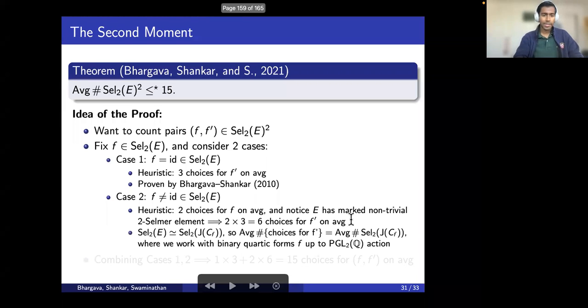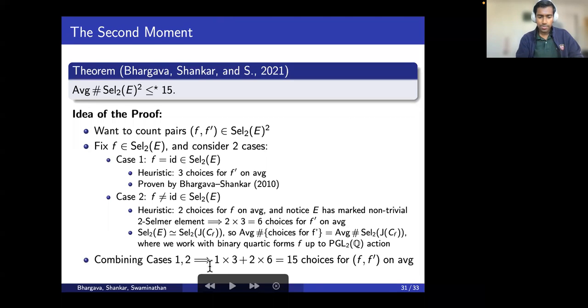So how do we prove that? Well, the two Selmer group of E is just isomorphic to the two Selmer group of the Jacobian of CF. And remember that we computed the average size of the two Selmer group of the Jacobian of CF. So the average number of choices for f prime is just the average size of this two Selmer group, where we're working with binary quartic forms f up to the PGL2Q action. And we showed that that average size was at most 6.